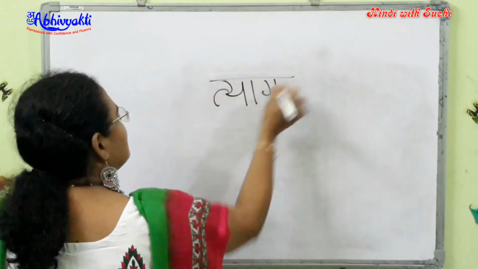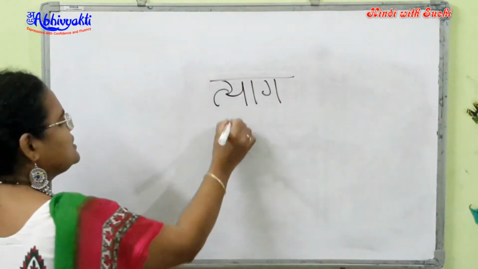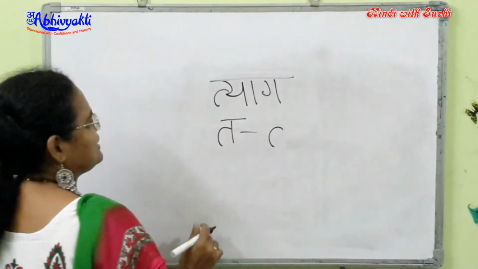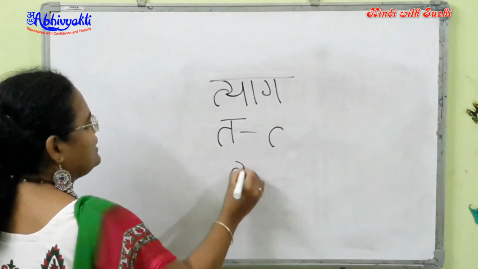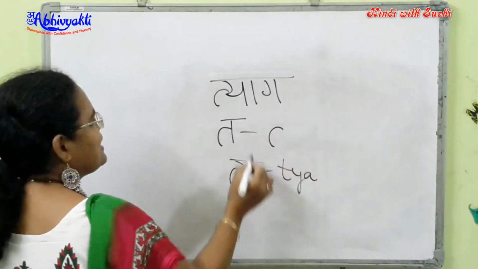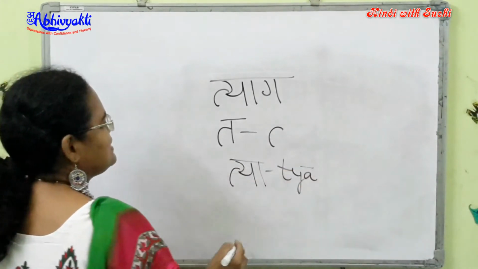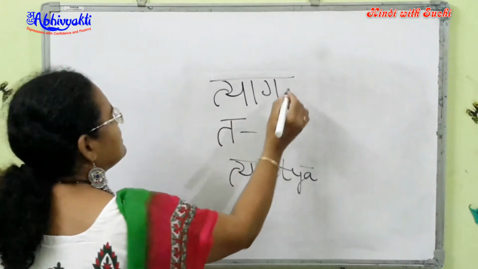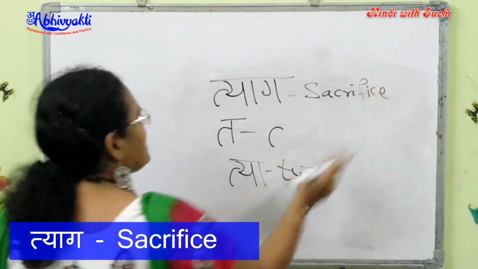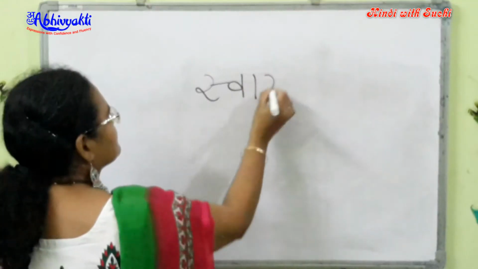Now let's have some dental characters. So try to recognize that it is ta without the stem. So it is like this. So ta and ya gives me tya. And aa matra, so that makes it tyag, tyag. Tyag is sacrifice.